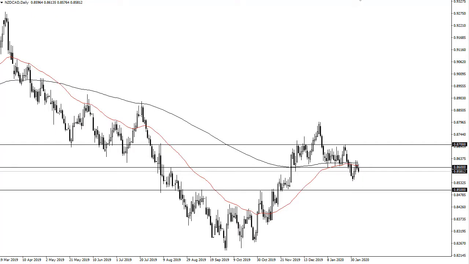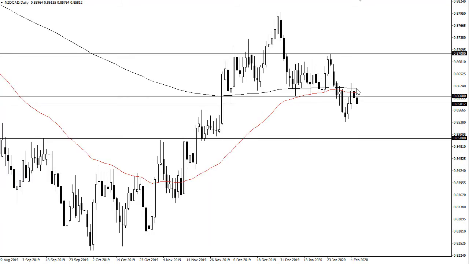This is the New Zealand dollar Canadian dollar for February 7th. You can see that we have rolled over a bit here recently, and more importantly, the 200-day EMA has acted as resistance as we have bounced again. You can see a little bit of a double top there based upon those two candlesticks. It is starting to roll over.